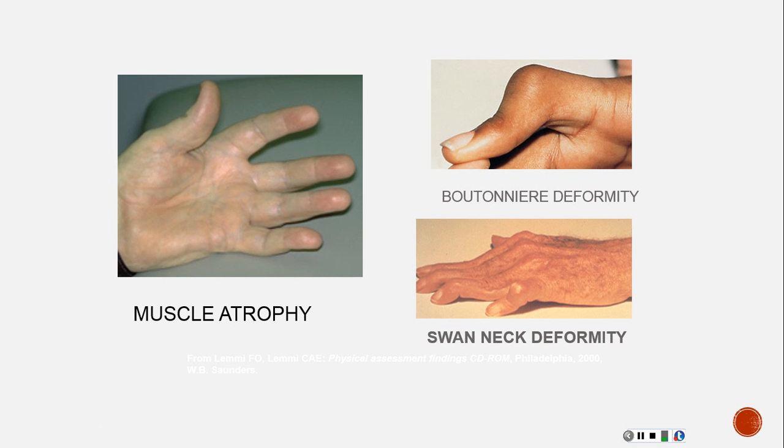This is just general muscle atrophy, boutonniere deformity, and then swan neck deformity. Rheumatoid arthritis is a rough disease, obviously it's bad any time, but especially when the diagnosis is early. When you start having the symptoms early, that means there's a long time for that disease to progress and continue to get worse.